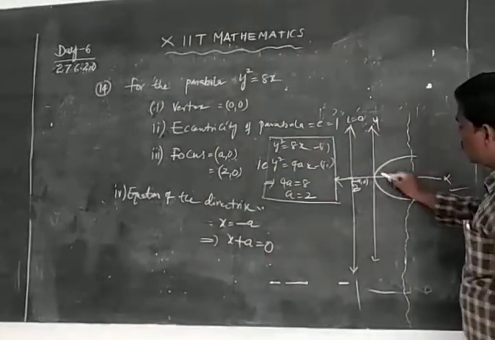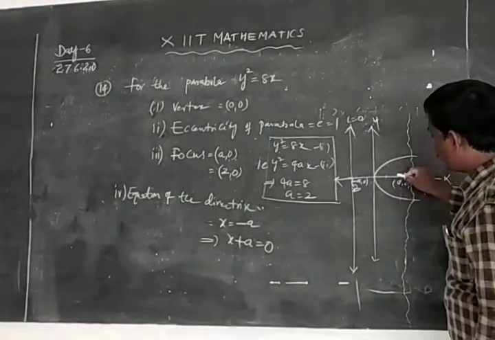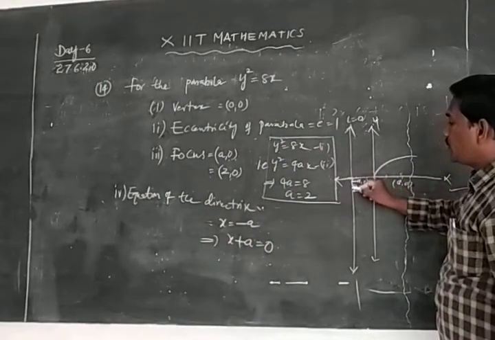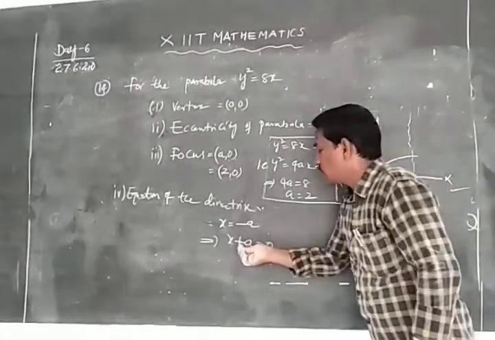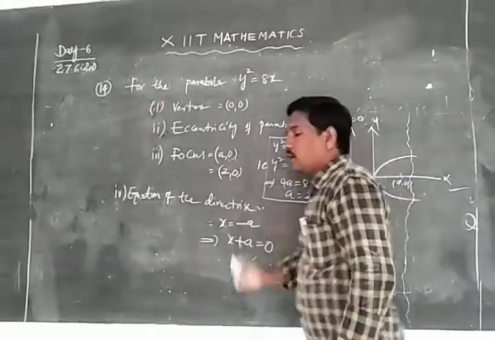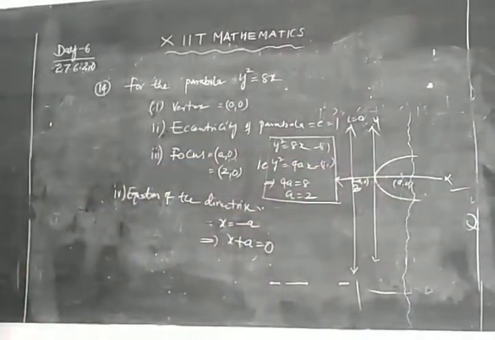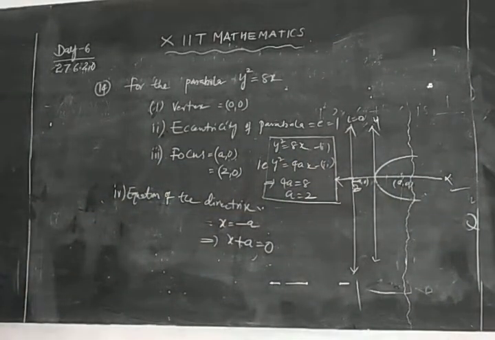So this is the diagram. This is (a, 0), the focus. The point on the directrix is (minus a, 0). So it is x equal to minus a, x plus a equal to 0. This is the equation of the directrix.